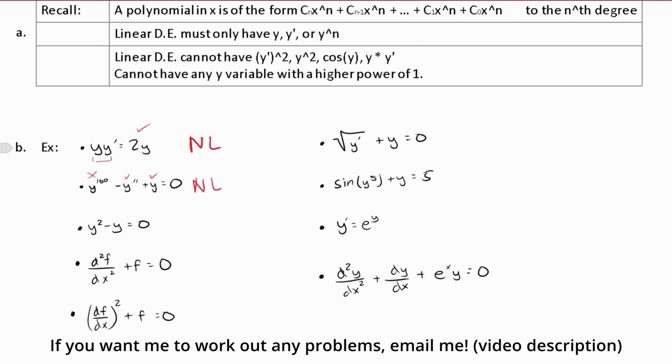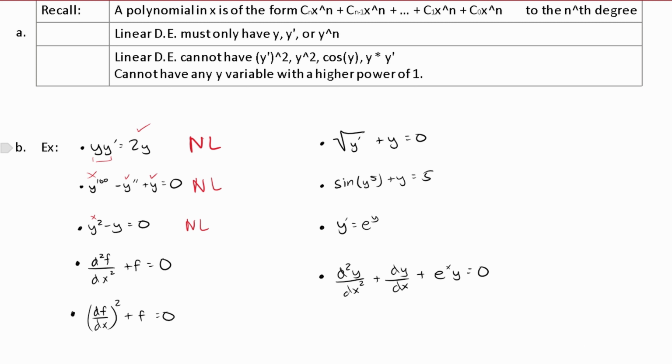What about this next one? Well, you can see y is inside of its exponent as a base, so it is also nonlinear. And this next one, we have f. That is our dependent variable, the one we're looking at. So this f right here, it's okay. This one right here, it's just being derived, it's okay. So this one is linear.